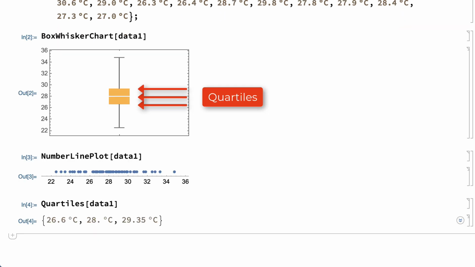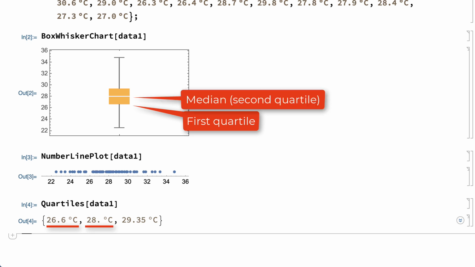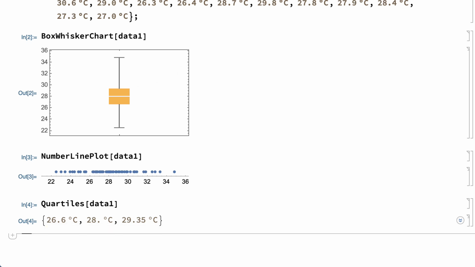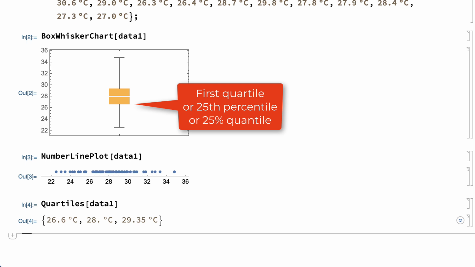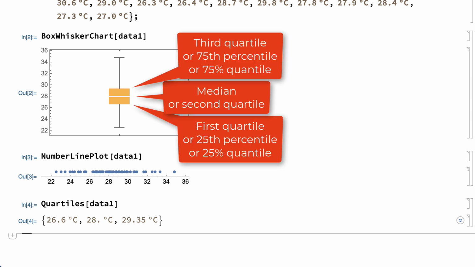Quartiles can be computed using the quartiles function. The lower edge of the box is the first quartile, the median is the second quartile, and the upper edge of the box is the third quartile. Quartiles are also sometimes described using percentages. 1/4 is the same as 25%, for example, so the first quartile is also called the 25th percentile, or sometimes the 25% quantile. The second quartile is the median, and the third quartile is the 75th percentile.